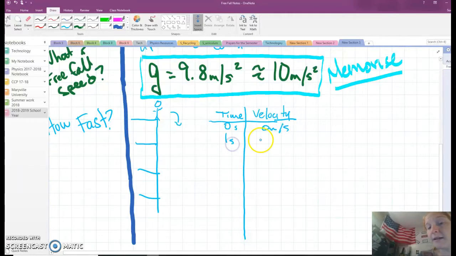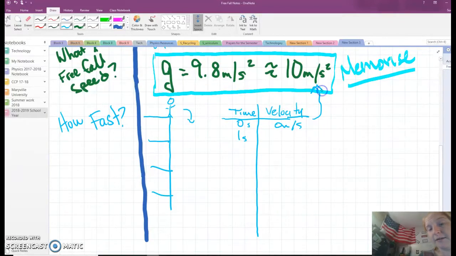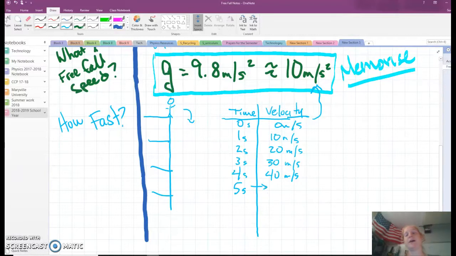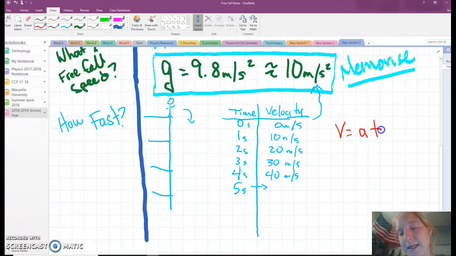At 1 second, if we use the easy number, they're going 10 meters per second. At 2 seconds, they're going 20 meters per second. 3 seconds, 30 meters per second. 4 seconds, 40 meters per second. 5 seconds, you get the idea. So what is the equation that goes along with this, you ask? Oh, I'm glad you asked. Velocity is equal to acceleration times time.